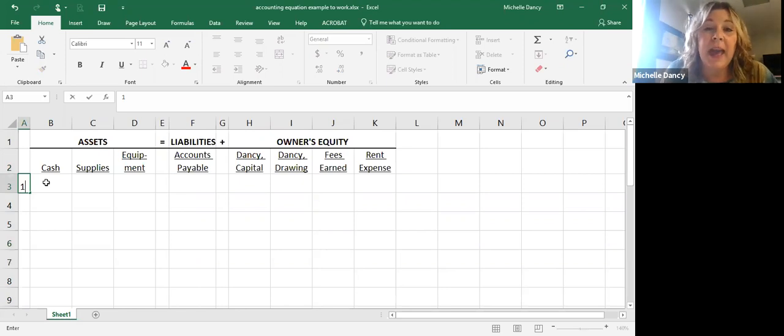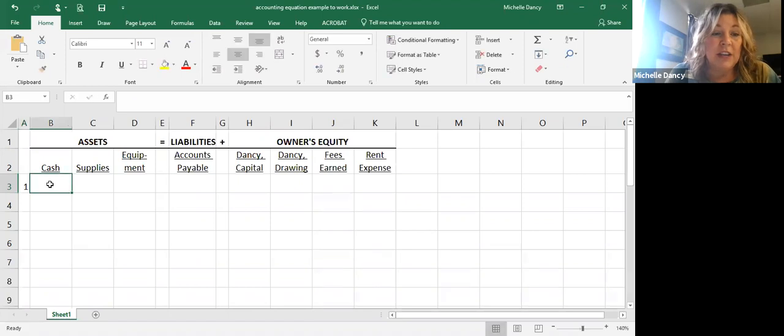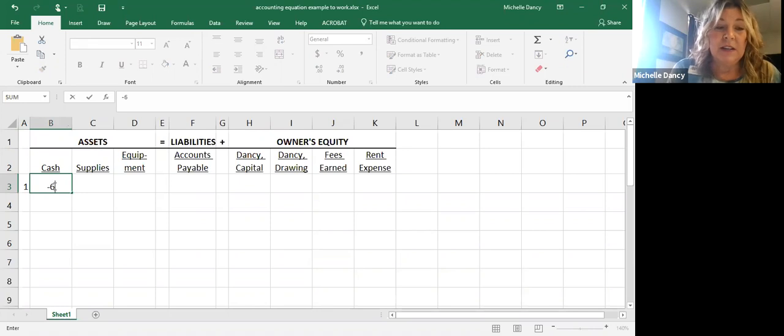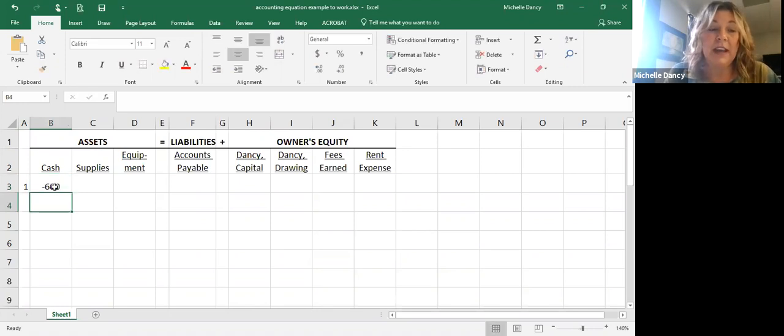So if we paid cash for supplies, then that means I spent some of my money. Every time we see that word paid, we know that we spent money. If I'm spending my cash, then my cash is going up or down? That's right, down, because I spent the money. So I'm going to go right here underneath assets, underneath cash, and I'm going to put negative 600. So I know cash, an asset, is decreasing by 600.